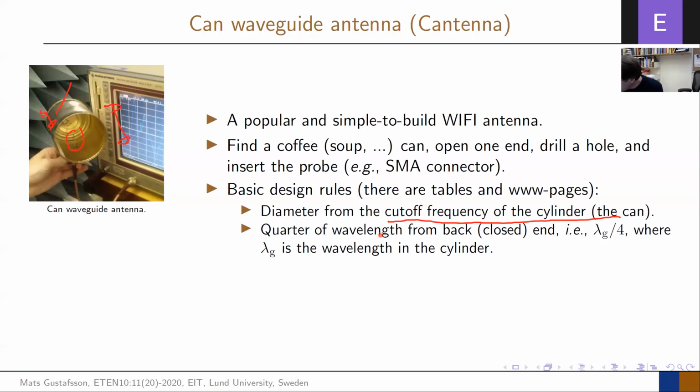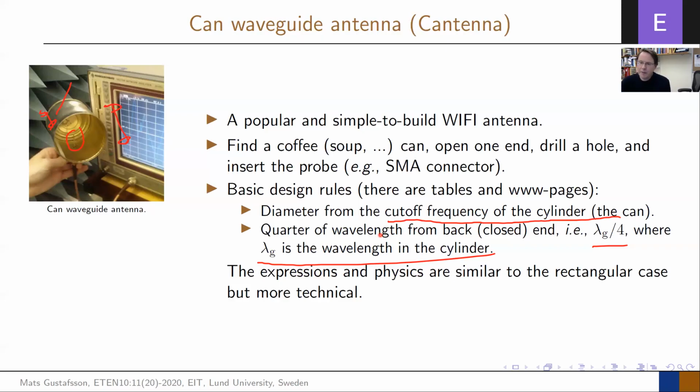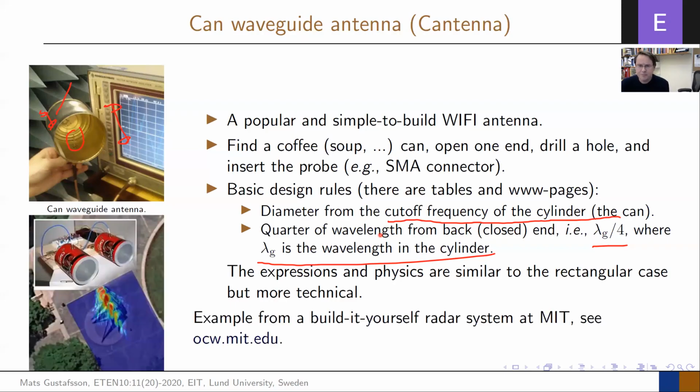And then you should have a quarter of a wavelength from the back of it, where the guide wavelength, WG, is now the wavelength in the cylinder. So you have to calculate what that is, and that's a different formula than the free space one, unfortunately. So they start changing there, but they can be derived, and there are very good examples, for example, on the internet, that say how you design your own antenna. Very, very popular antenna for these cases. And very similar to the rectangular case, but I would say more technical, so we don't do them here.